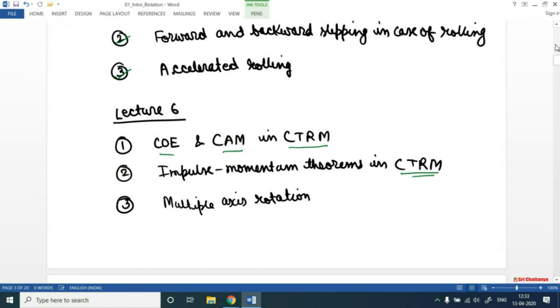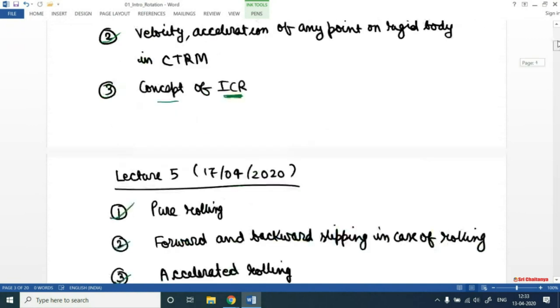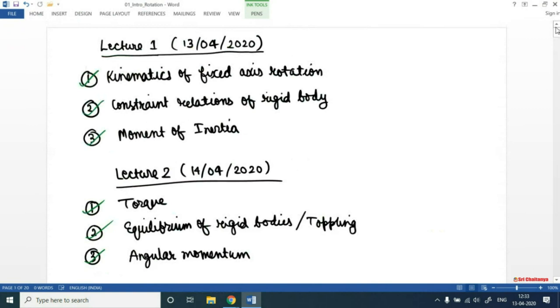Now let's come to the topic of today's lecture. Today we are going to discuss first of all kinematics of fixed axis rotation, and after that we will be discussing constraint relations of rigid bodies, and lastly we will discuss moment of inertia. So let's begin.